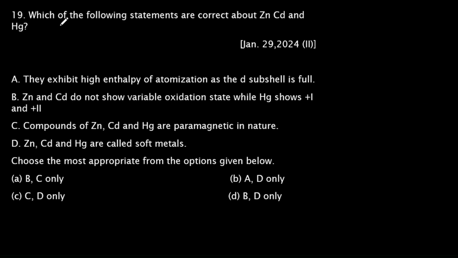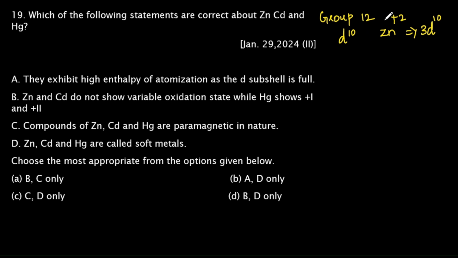The next question is, which of the following statements are correct about zinc, cadmium and mercury? So zinc, cadmium and mercury belong to group 12, and in this group 12 the d orbital contains 10 electrons, that is fully filled orbital configuration, even in their +2 oxidation state. For example, if you consider Zn2+, in this oxidation state also the d orbital is fully filled. So we already saw in that key concepts itself.